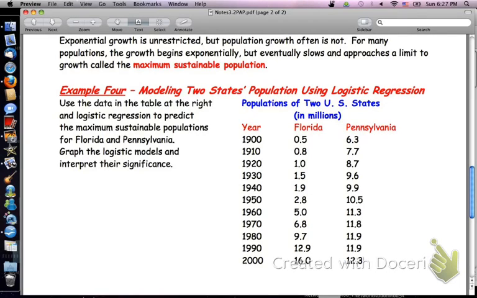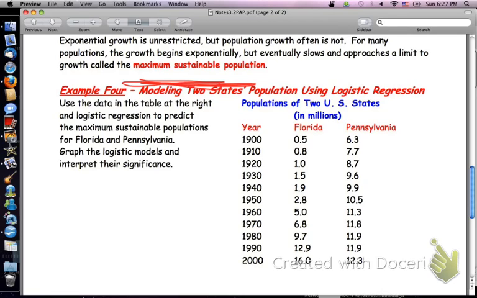So we've seen that exponential growth functions are unrestricted, or they don't have a limit. As x goes to infinity, our independent variable, our function goes to positive infinity. But in the real world, populations often have maximum values. Often they slow down at some point and start tapering off. We can call this a maximum sustainable population. So how can we model this?